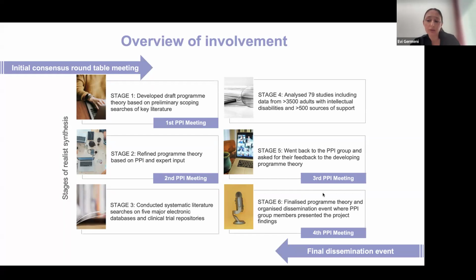The third meeting was conducted upon completion of our systematic review, which helped us further develop our program theory on the basis of a broad and diverse body of literature, taking into account qualitative, quantitative, and mixed method studies. The group provided further feedback on emerging findings, which allowed us to finalize our program theory, ensuring that this had maximum relevance to the lives of adults with intellectual disabilities.